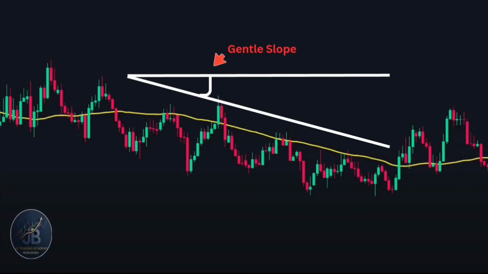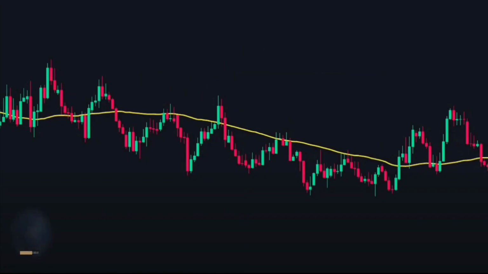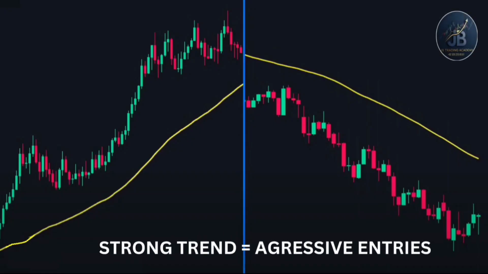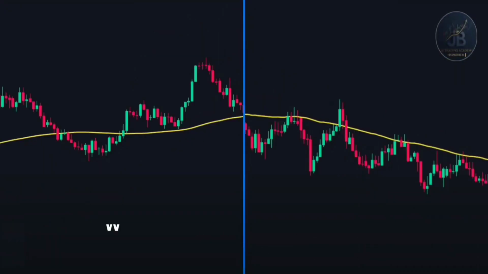This information is helpful. If the trend is strong, we can be more aggressive in our entry with our trades. But if the trend is weak, we must be more careful with our trades.